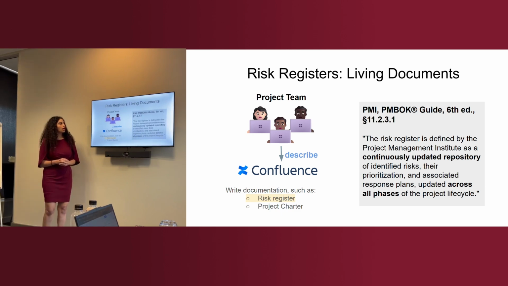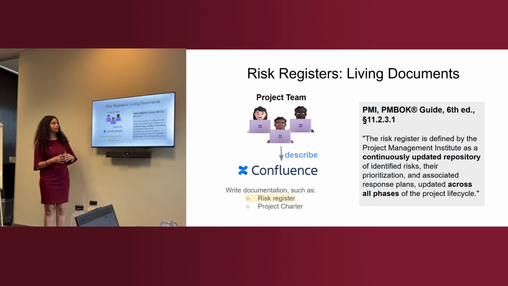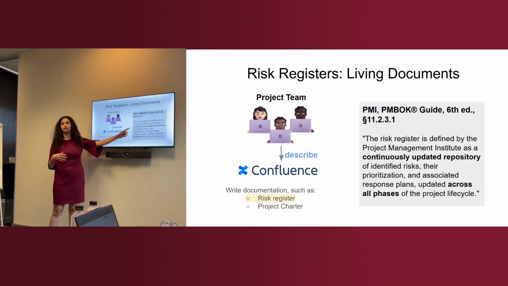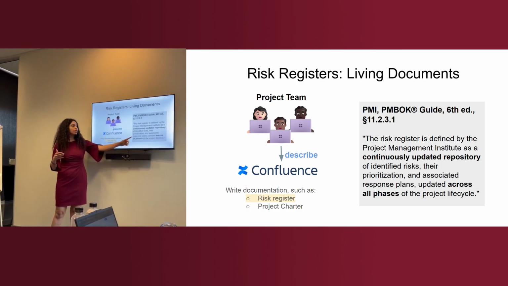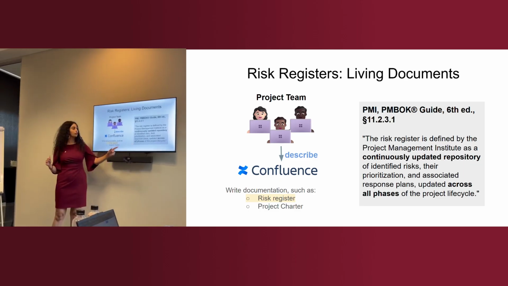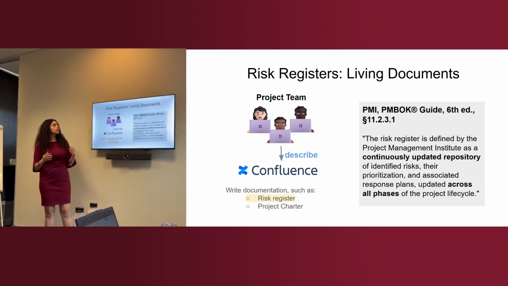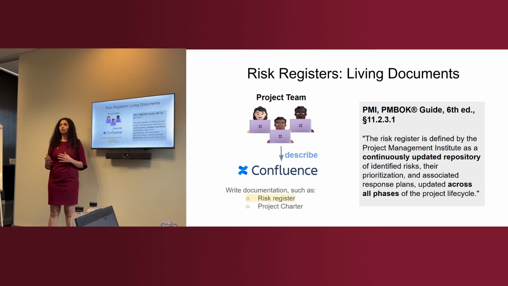So according to the Project Management Body of Knowledge, the 6th guide, the risk register is a continuously updated repository and is updated across all of the phases of the project, right? So this risk register is a living document. It's one of the most dynamic documents. However, it's not being treated as such yet.